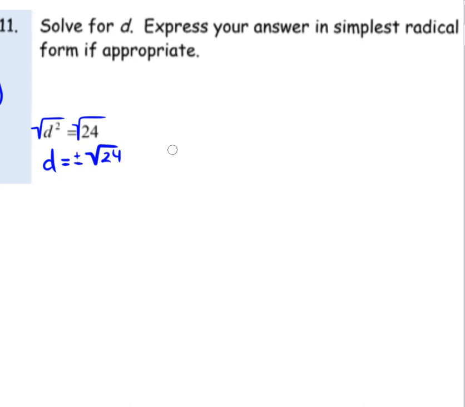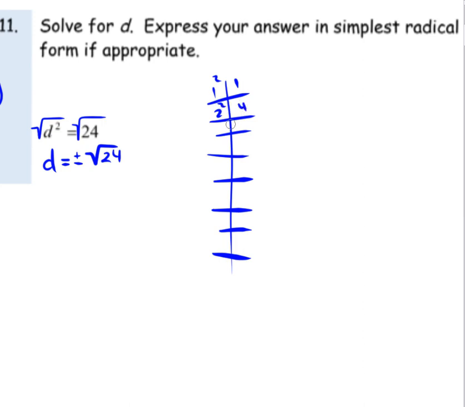So now I just have to simplify that square root of 24. The way I'm going to do that is by starting with my perfect squares chart. So I'm just making a list. Let me fix that line. All right. I'm just going to start by saying 1 squared is 1. 2 squared is 4. I'm not going to draw all the squares because I don't want to waste a lot of time. So 3 squared is 9. 4 squared is 16. 5 squared is 25. At this point, I'm already over 24, so I can stop there.